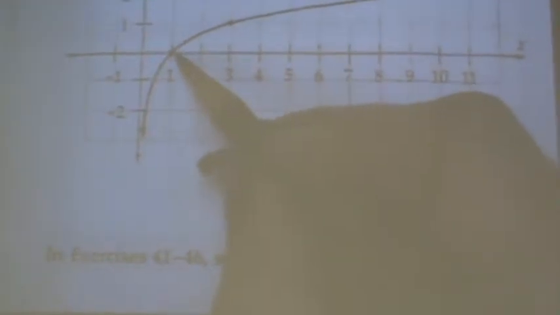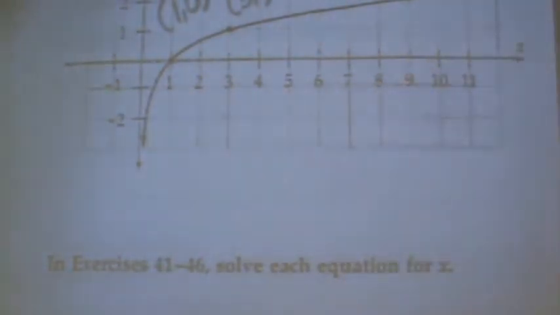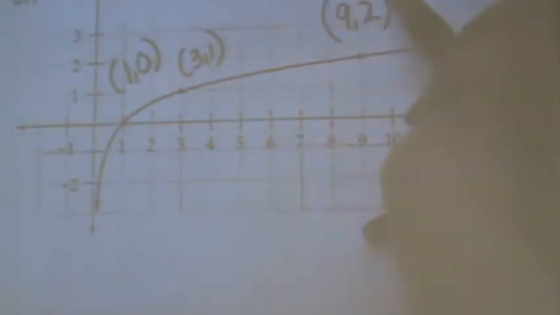Okay, we have this lovely graph here. And this graph has some points. It has (1, 0), (3, 1), and (9, 2). So they're asking you to find what base that would be. You can write it in log form or in exponential form. Let's translate it into exponential form. So b to the what power is equal to x. Does that make sense? b to the y power equals x.